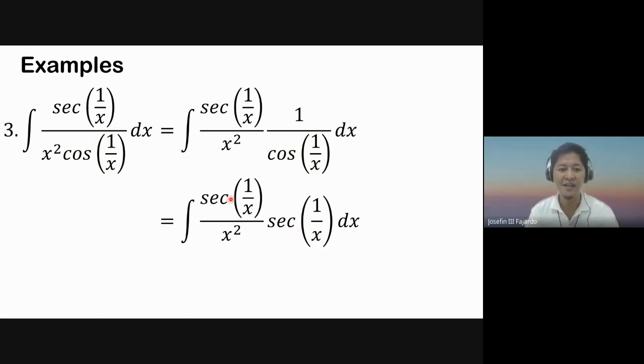Okay, next. And ito, may secant tayo dito, times secant. So, pwede ko i-multiply yan. So, I can write it in this one. Okay. x times x is x squared. Secant of 1 over x times secant of 1 over x is secant squared of 1 over x. Okay. Malinaw po.